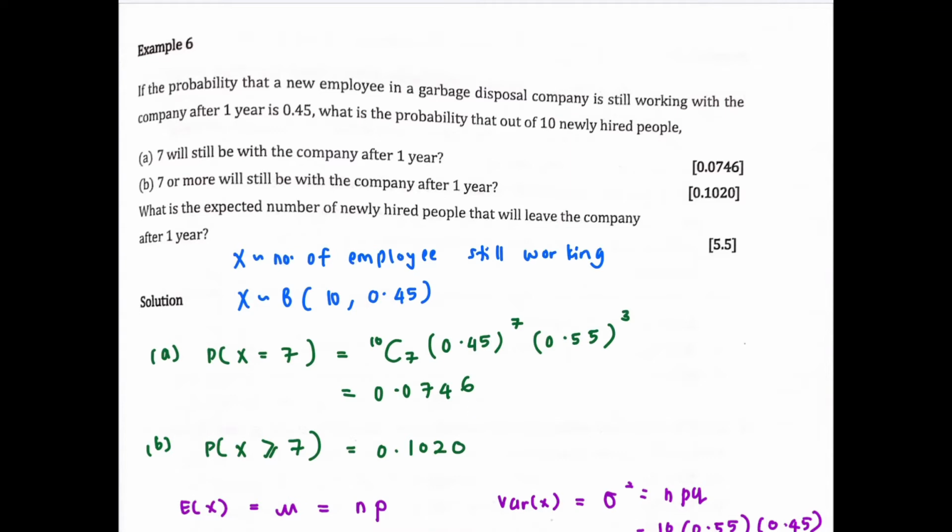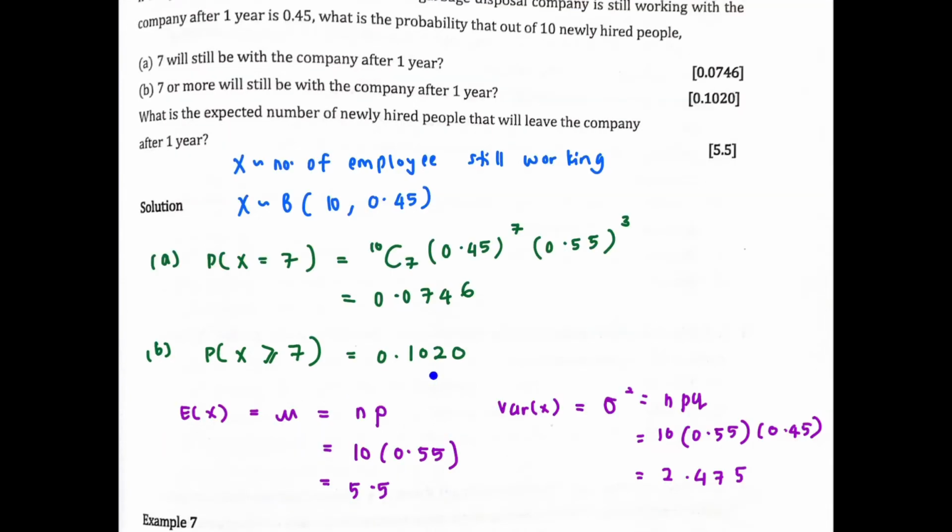And then part B, 7 or more will still be with the company after 1 year. So how can you symbolize that one? P(X ≥ 7). So this one, use the binomial table directly, and you will have the answer 0.1020.